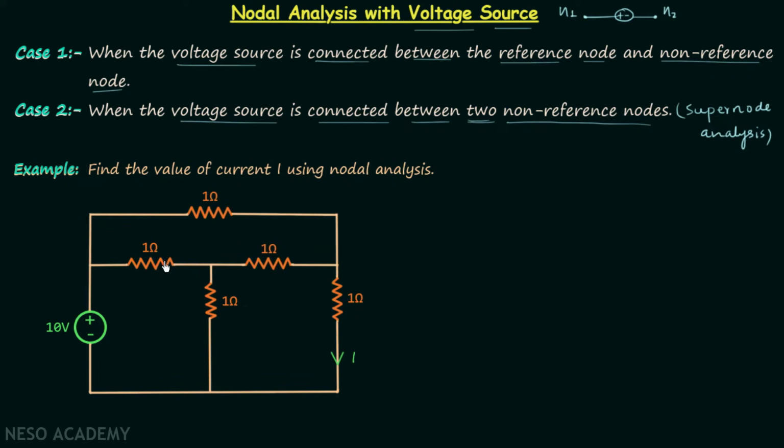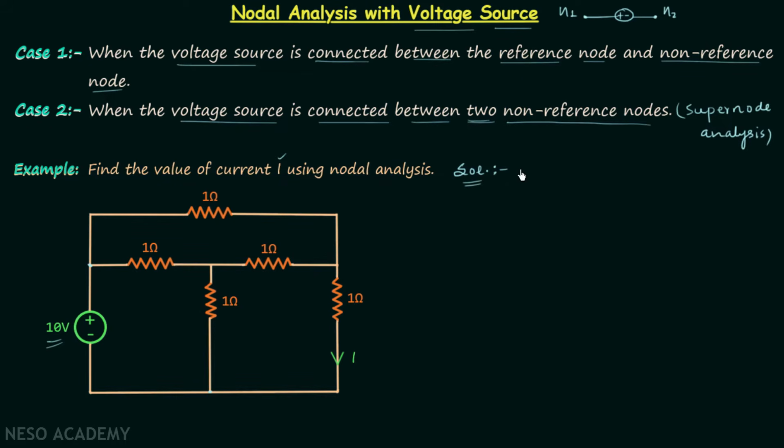In this problem, we are having a network in which there are 1, 2, 3, 4 and 5 resistors having 1 ohm resistance each, and there is a voltage source providing 10 volts of voltage connected between this node and this node. And we are required to find the value of current I using nodal analysis. Current I is the current in this branch. So let us move on to the solution of this example problem.